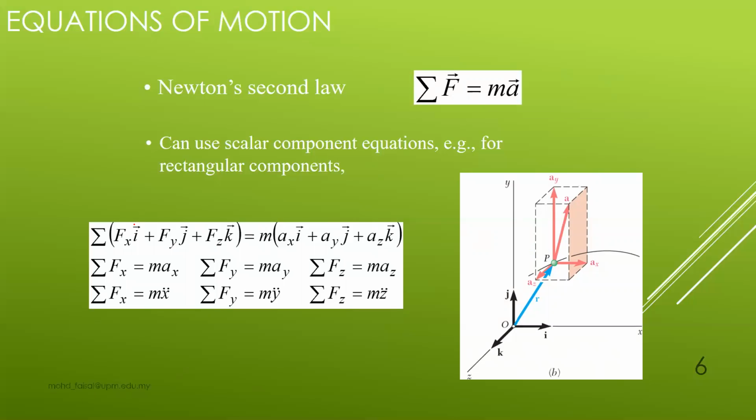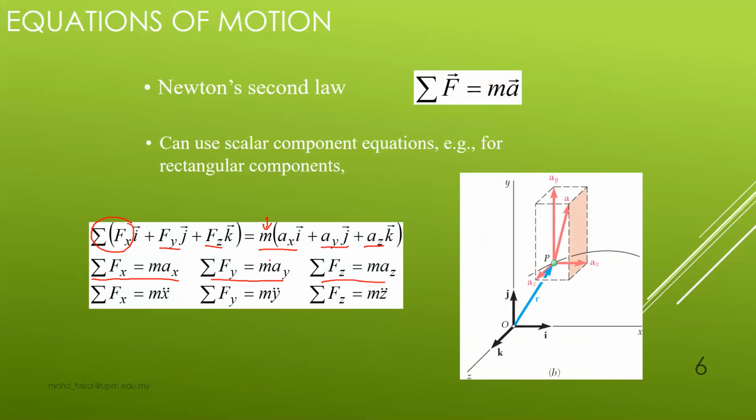For example, summation of Fx on this part, we have this m ax, and therefore we write it over here. Then we have Fy and m ay j, of course with m, so we have this.